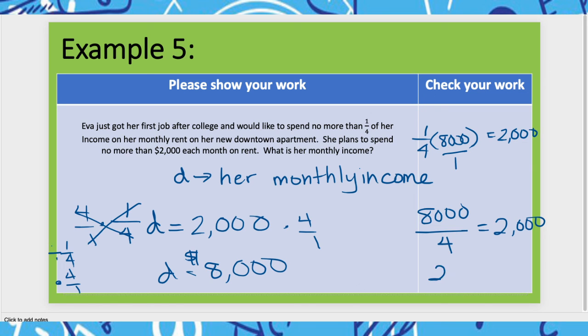So it does check. So I hope that this video helped you become a little bit more confident with equations that involve fractions.